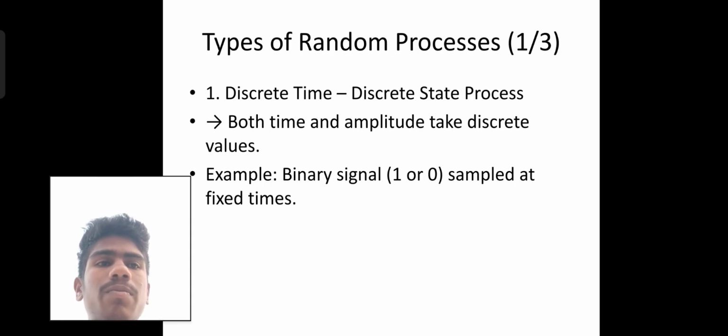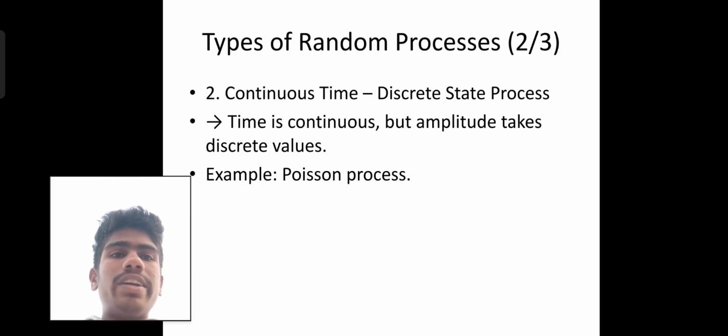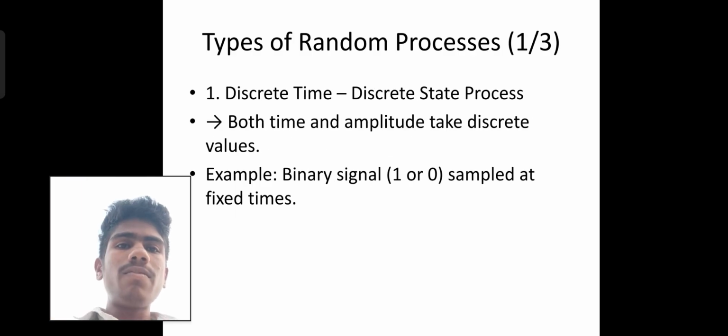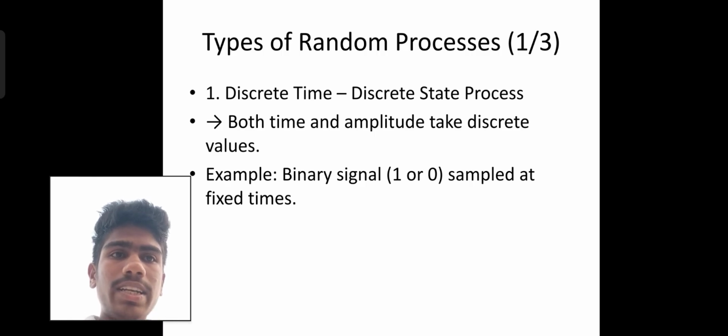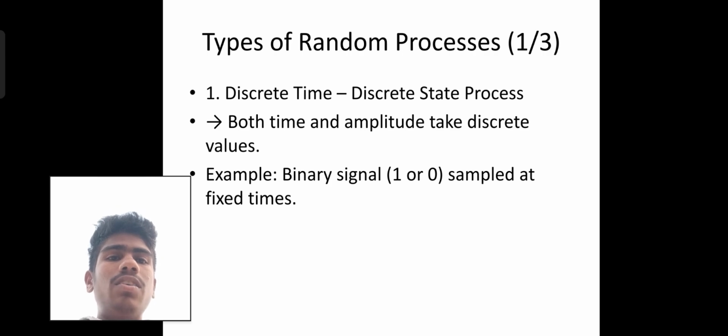Types of random process: discrete time, discrete state; discrete time, continuous state; continuous time, discrete state; and continuous time, continuous state. First, the discrete time, discrete state process: both time t and the amplitude take discrete values. Examples: binary signals, 1 or 0. We can take 1 or 0 samples at fixed times.